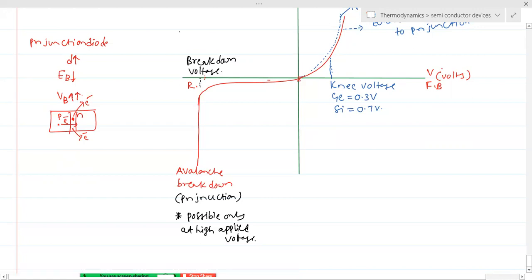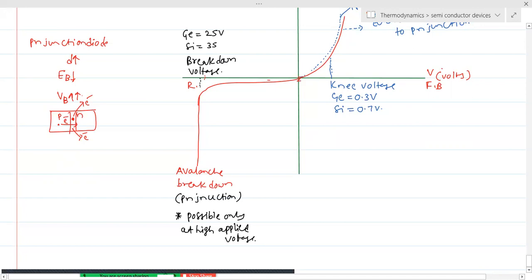Of course, we have some numerics; if you are interested, you can remember. This breakdown voltage for germanium is 25 volts, and for silicon it is 35 volts. So this is about the avalanche breakdown.